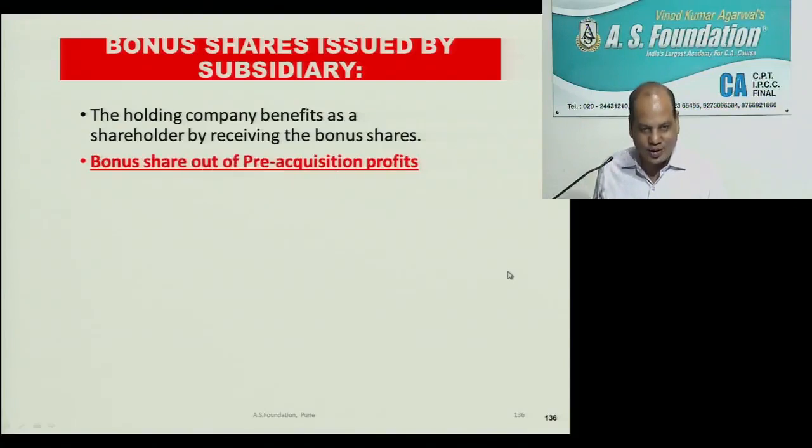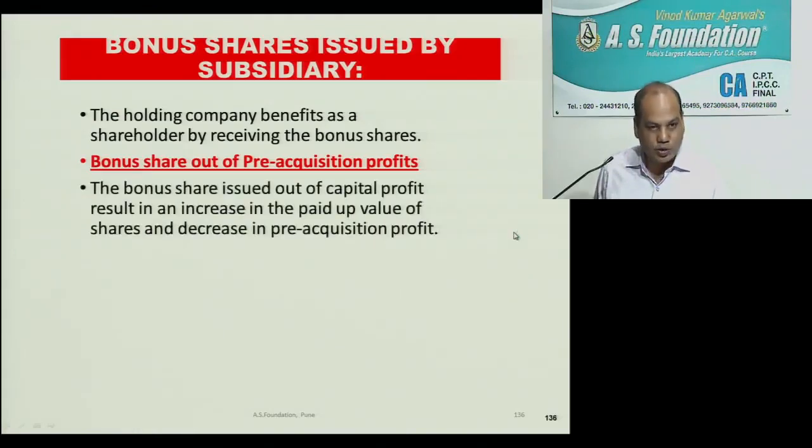We are going to demonstrate with the help of one example also. The holding company benefits as a shareholder by receiving the bonus share. Case 1: bonus share is received out of pre-acquisition profit. That means the subsidiary company has used its pre-acquisition profit to issue the bonus share. So bonus share is issued out of capital profit. Capital profit means pre-acquisition profit. There is an increase in the paid up value of share and a decrease in the pre-acquisition profit.